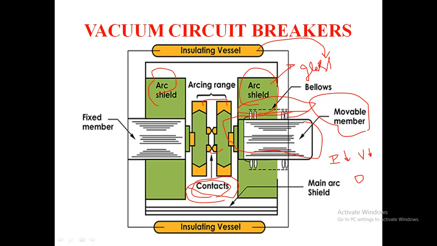The medium regains its dielectric strength as the vapor density decreases. When the current to be interrupted is small in vacuum, the arc will have several parallel paths.